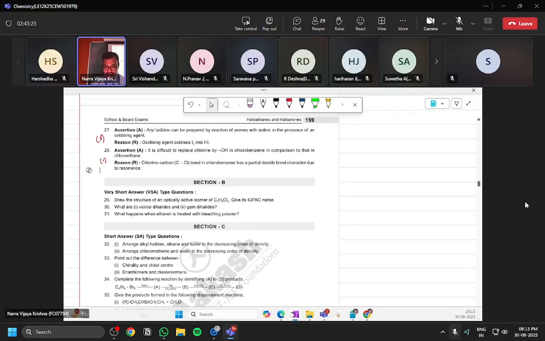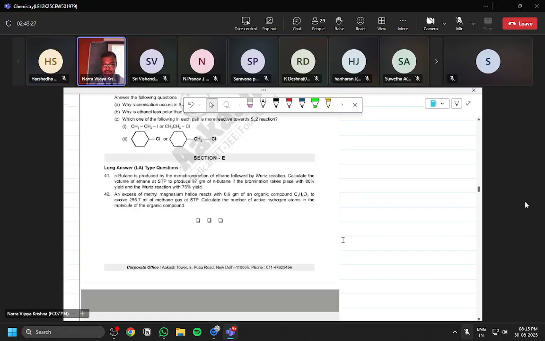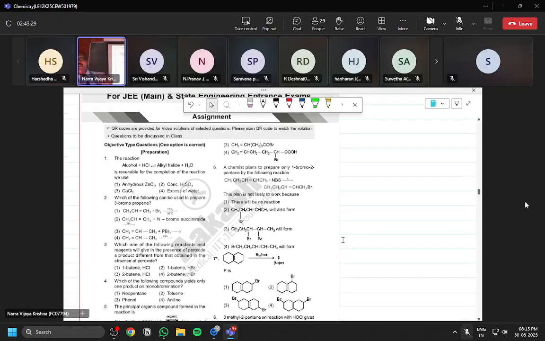Next, draw the structure. All these are nonsense. Board, you prepare for it. Now coming to step 2, I will stop solving numericals of alkyl and aryl halides here. In next class, we will see again a few questions. We will continue. So next chapter, alcohols, phenols, ethers.